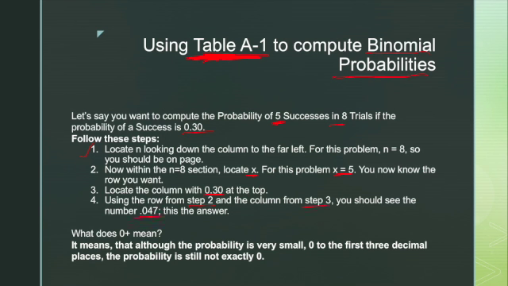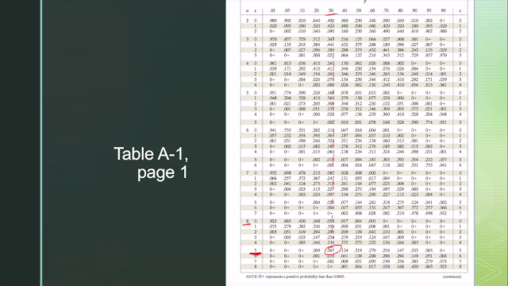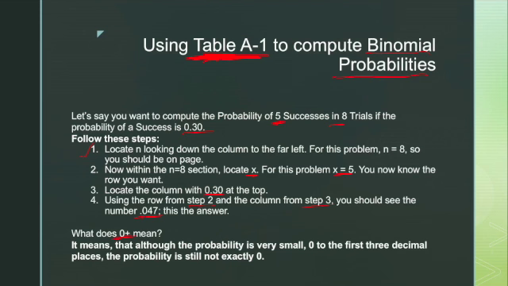Now, let's look at this table real quick and look at all the answers that are 0 plus. What does that mean? Well, 0 plus means the probability is very small. It's probably 0 to the first 3 decimal places, but the probability is still not exactly 0. It's just very, very close to 0.